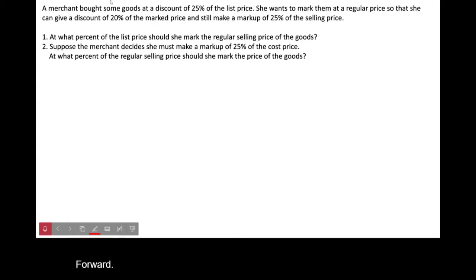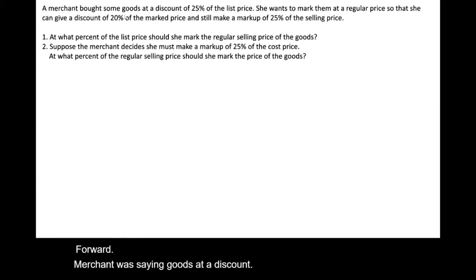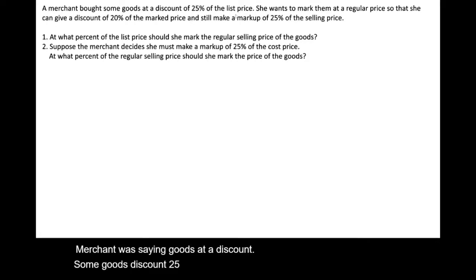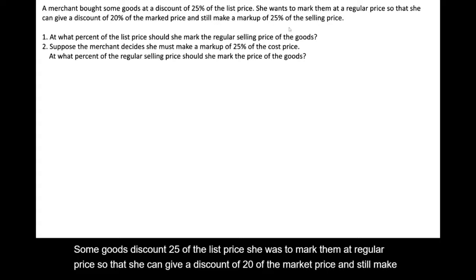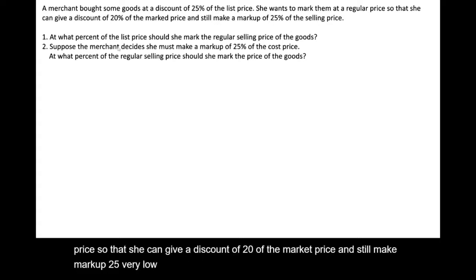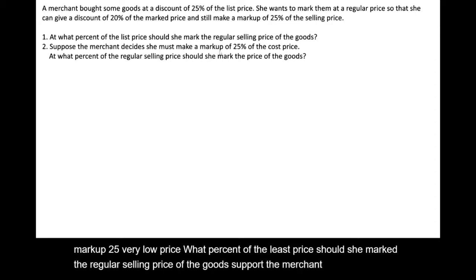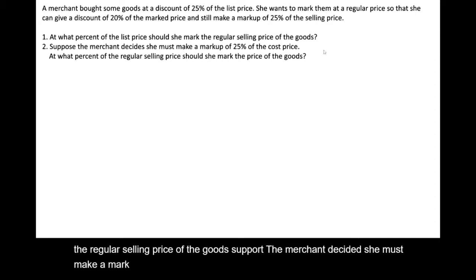Okay, move forward. Merchant bought some goods at a discount of 25% of the list price. She wants to mark them at regular price so that she can give a discount of 20% of the marked price and still make a markup of 25% of regular price. At what percent of the list price should she mark the regular selling price of the goods? Suppose the merchant decides she must make a markup of 25% of cost price. At what percent of regular selling price should she mark the price of goods?